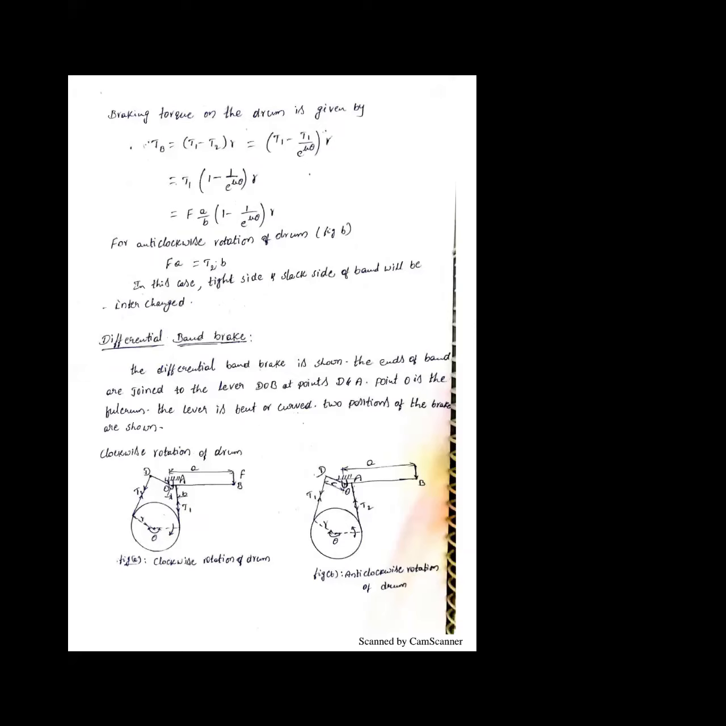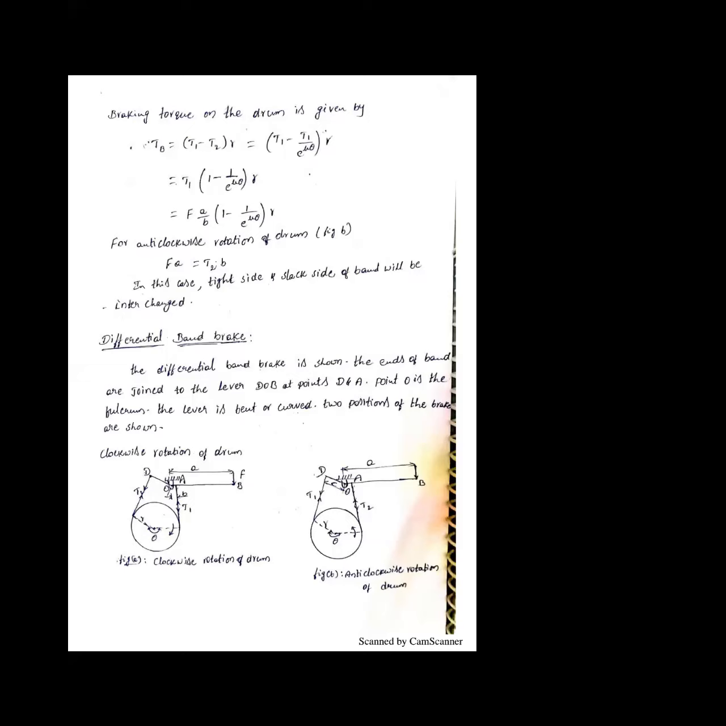All of you observe that the band is joined to the lever D, O up to B, at the points D and A. This is how we arrange the band. The lever has a bent or curved shape, so there are two positions: when the drum is rotating clockwise and when it is rotating anti-clockwise.